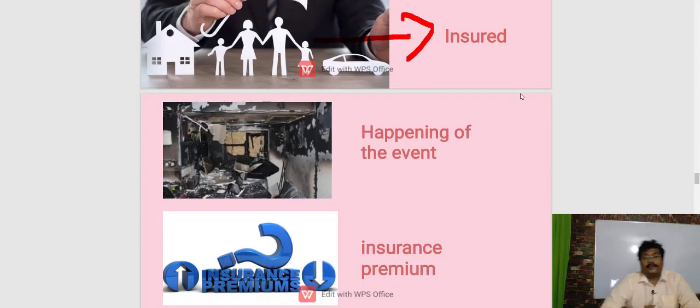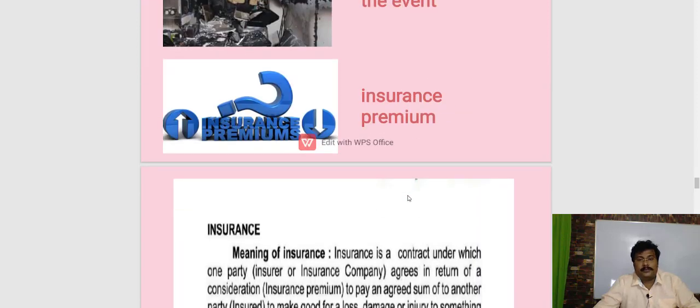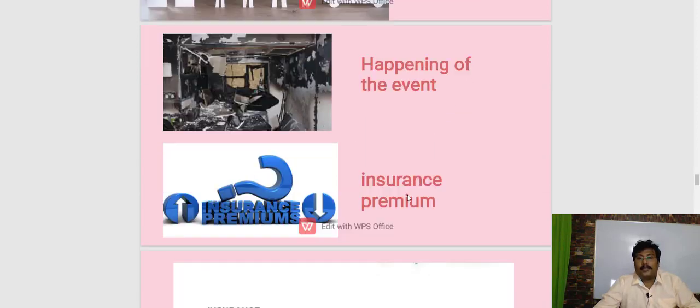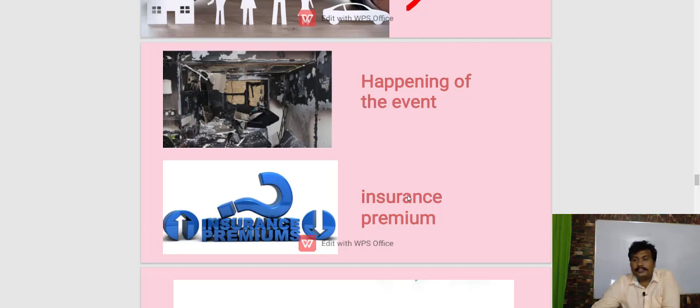Acha ji, happening of event. What is the happening of event? Very simple. Suppose my goods are insured against water damage, when my goods get wet and damaged, that is the happening of event. And insurance premium is very simple, bacha. Whatever amount we are paying for getting the insurance services is considered as an insurance premium.